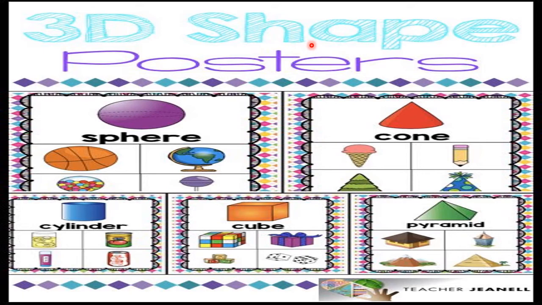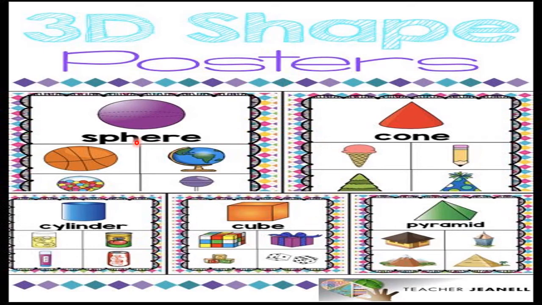3D shapes are shapes with 3 dimensions. A shape which you can see from 3 directions, 3 dimensions: from its width, from its height, and from its depth. So here there are some 3D shapes.